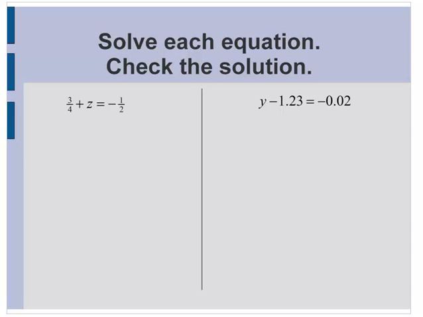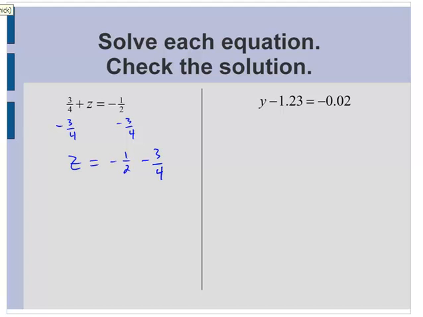The idea doesn't change if we have fractions or decimal numbers. Try these now on your own. Three-fourths plus z is negative 1/2. To isolate the z, I would subtract 3/4 from both sides of the equation. 3/4 plus negative 3/4 is 0. 0 plus z is z, and that's equal to negative 1/2 minus 3/4.